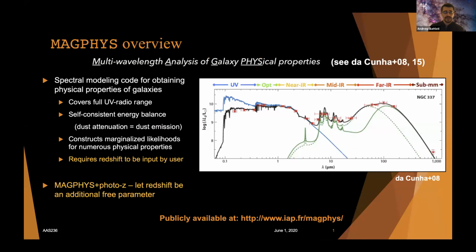For those of you who might not be familiar with it, MagPhys is a spectral modeling code for obtaining physical properties of galaxies. It was first developed by Elisabete da Cunha in 2008, and it covers the full UV to radio wavelength range and performs self-consistent energy balance to balance dust attenuation and dust emission. It uses a Bayesian framework to construct marginalized likelihoods for a large range of physical properties. But in its original form, the redshift had to be input by the user. This was something that we sought to make flexible, and that's what led to the development of MagPhys+photo-z.